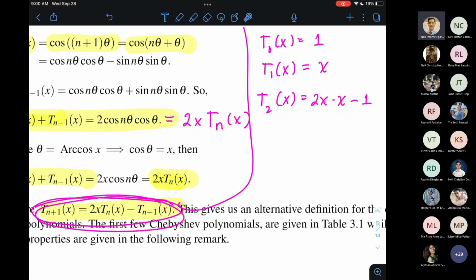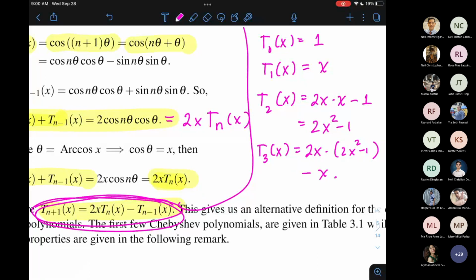So our degree 2 Chebyshev polynomial is 2x squared minus 1. Okay? Then the cubic Chebyshev polynomial, T3 of x, is just 2x times the previous Chebyshev polynomial, so 2x squared minus 1, minus the Chebyshev polynomial two steps back. So this would be minus x. Okay. And then you can just simplify it and then you'll get T3.